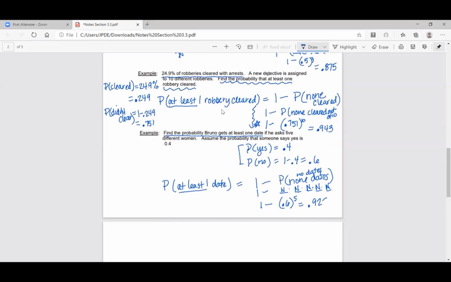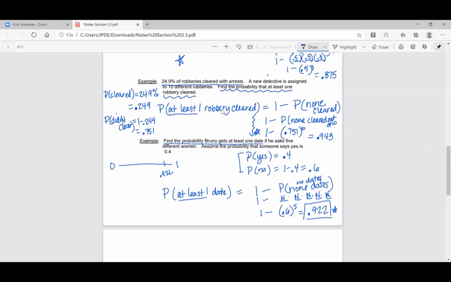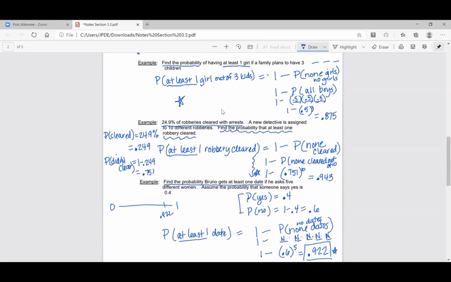And now let's think about this from the standpoint of this guy. 0.922. That's a pretty high probability. If we think about probability again, going from 0 to 1, that 0.922 is pretty close to 1. So I would think he'd be in pretty good shape as far as having at least one date. Okay? So there are a few of the at least ones in there.